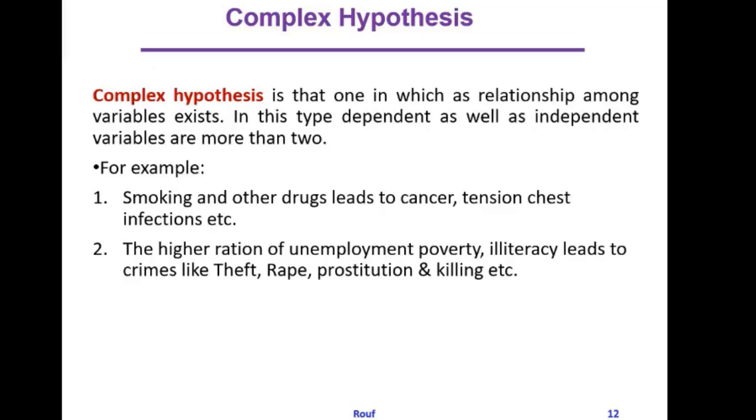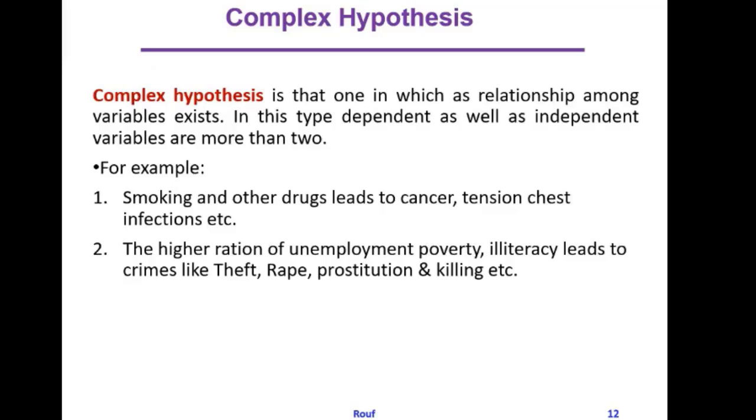smoking and other drugs lead to cancer, tension, chest infection, etc. Here, smoking and other drugs are independent variables, and cancer, tension, chest infection are dependent variables. For a second example, a higher ratio of unemployment, poverty, illiteracy leads to crimes like theft, rape, prostitution, and killing, etc.